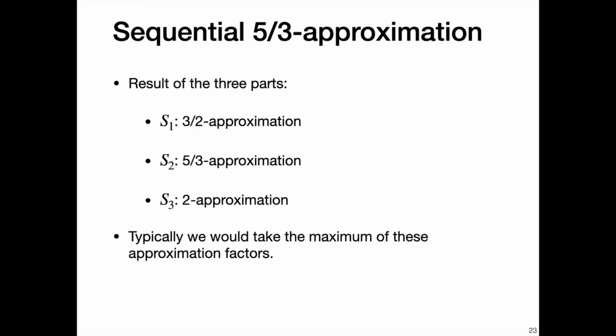Typically, we would take the maximum of these three approximation factors, but in this case, we would get a 2 approximation because of S3, and we don't want that. So what we show is that the size of S3 can be bounded above by 2/3 the size of S1. This allows us to take some vertices from S3 and charge them to the optimal solution of S1.